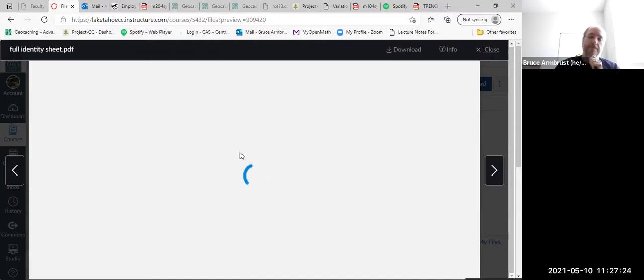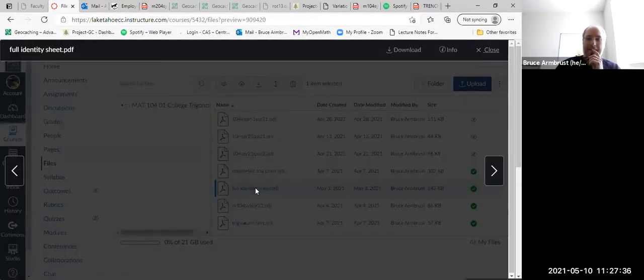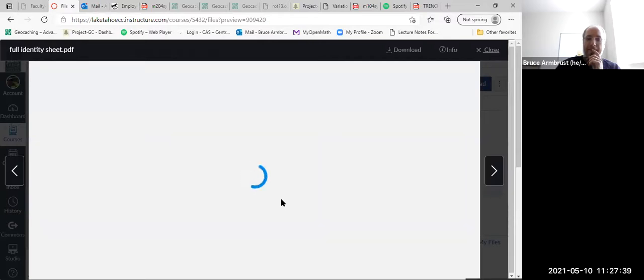Okay, so when you look at this, if it ever decides to pull up, spinning wheel of death, let's try this again. All right, or not. Well, if you end up pulling this up, it'll have all the identities on there. So it'll have like the reciprocal, the quotient, the Pythagorean, all that. But now it also has the sum and difference of angles identities, the double angles, and so on. I'm not going to sit here and wait for that to come up.